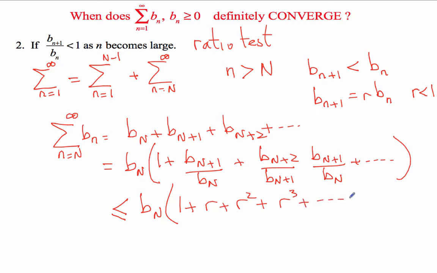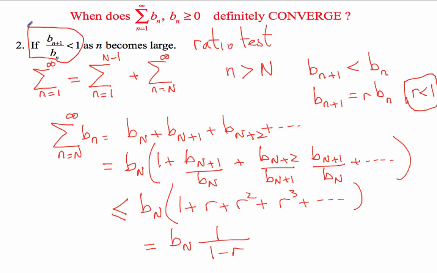Now this is a series that we have learned how to sum. It is in fact just BN times 1 over 1 minus r. And so this infinite series has a finite sum, and provided that r is less than 1, that this condition is satisfied, we will indeed have a convergent series. So for the ratio test to work, this is the condition that must be satisfied.